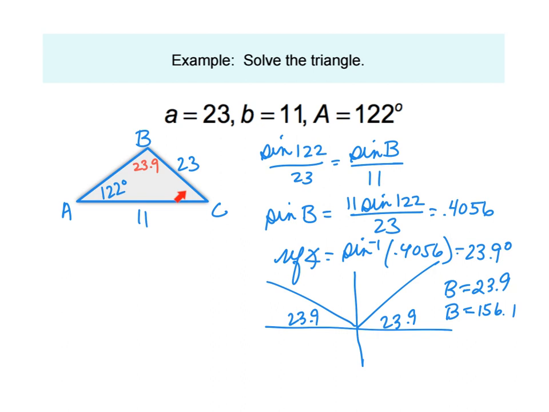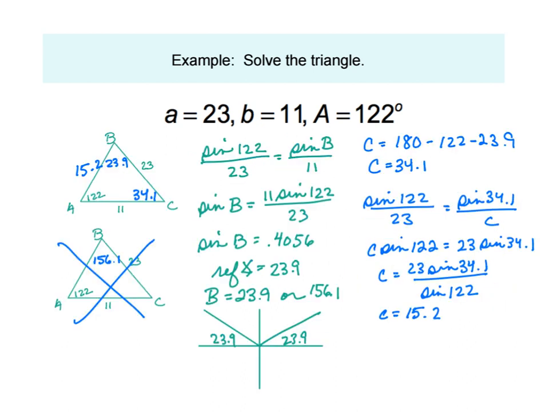I want you to solve for angle C and side C. Press pause on your video. When you're ready for the answer, press play again. So again, we have one solution, and I found angle C was 34.1. I used law of sines to find side C, 15.2.